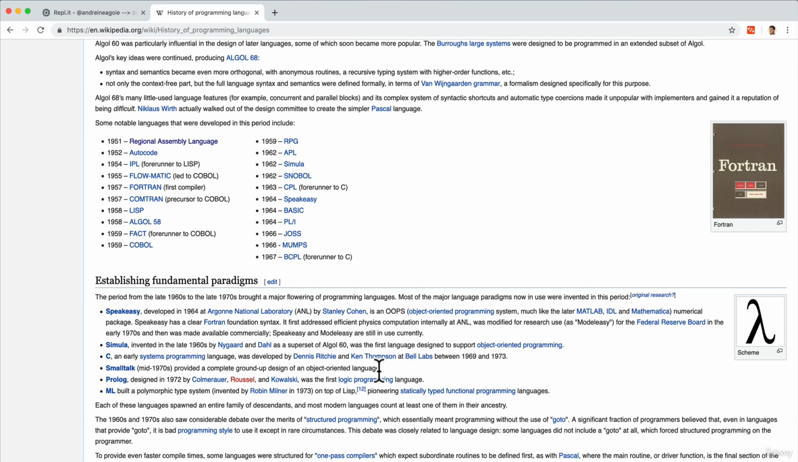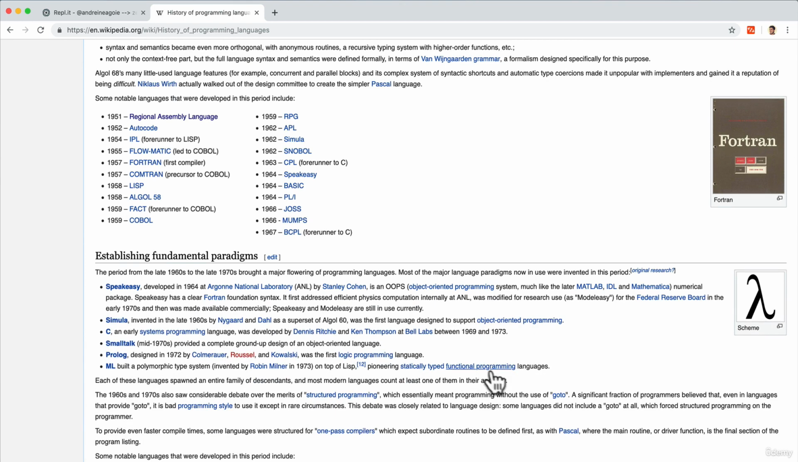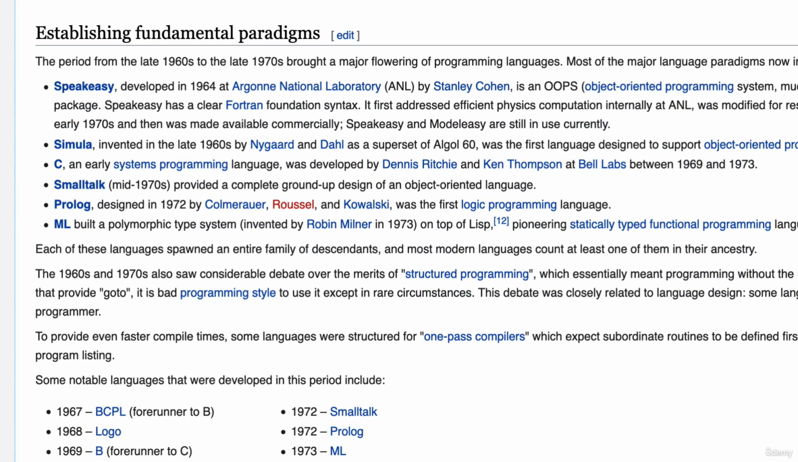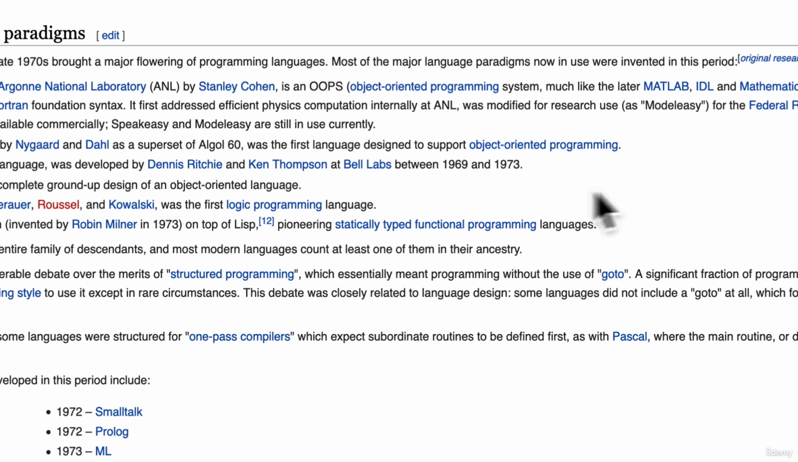Now, around the same time, there was also this idea of another paradigm called functional programming. And languages like Scheme introduced this idea of functional programming. Now remember, a paradigm is a way for us to think about our code and organize our code. And up until this point, we learned about object-oriented programming. In the next couple of videos, I want to tackle this idea of functional programming.